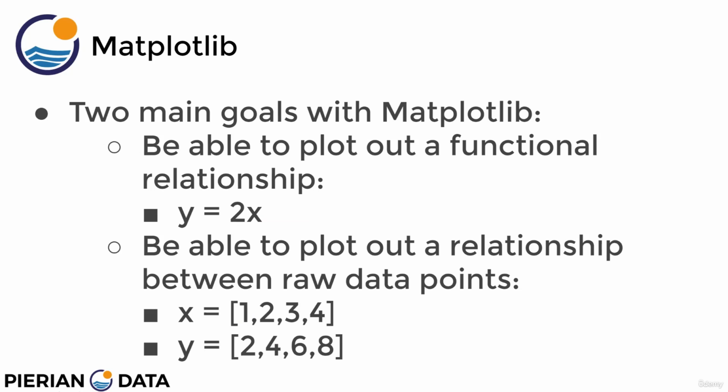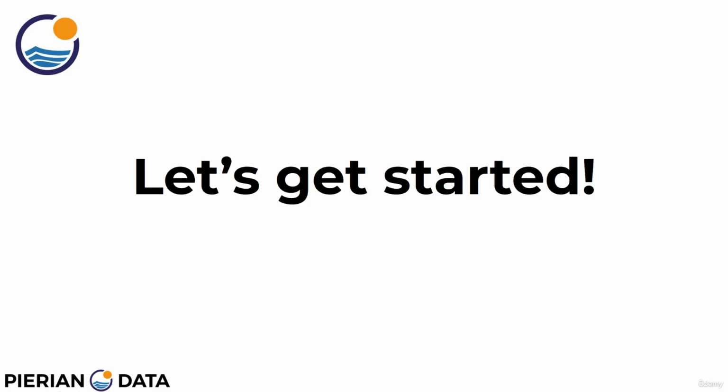Now, the two main goals with Matplotlib, basically the goals for the end of this section, is for you to be able to do two main tasks. One is to be able to plot out a functional relationship that is something like plot out the equation y equals 2x, or to be able to plot out a relationship between raw data points. So if someone gave you two arrays, x is equal to 1, 2, 3, 4, and y is equal to 2, 4, 6, 8, essentially the same relationship shown above in the equation, that you'd be able to plot it either way, either with the equation or the data points. All right, let's get started.